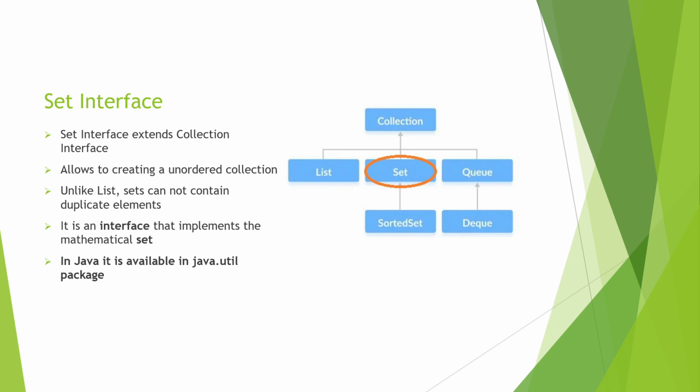Next, it is an interface that implements the mathematical set. As the name implies, we can use it for mathematical operations like union and intersection. In Java, if you want to use the set interface, it is available in the java.util package.